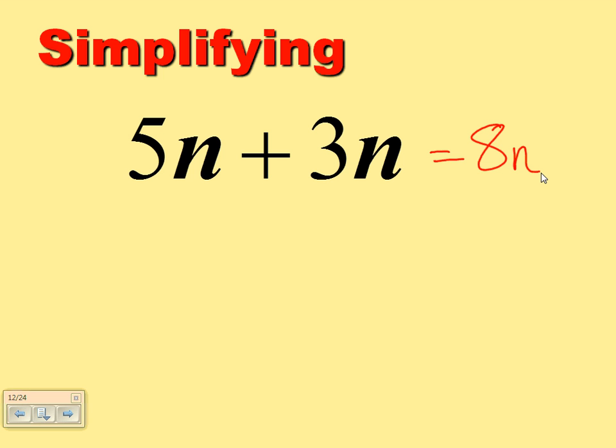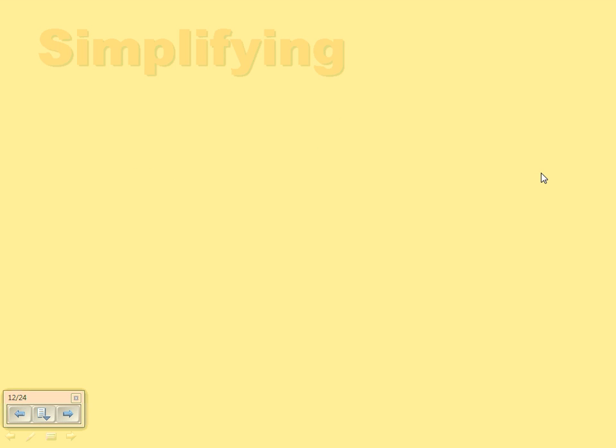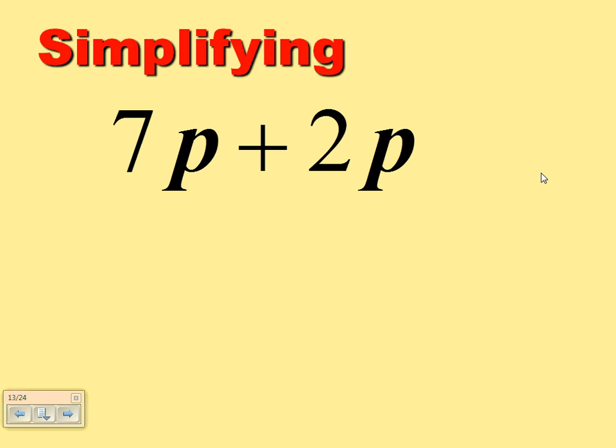Okay? So what's the answer of the next one? 7p plus 2p. Again, add the coefficients, leave the variables alone. The answer should then be 9p.